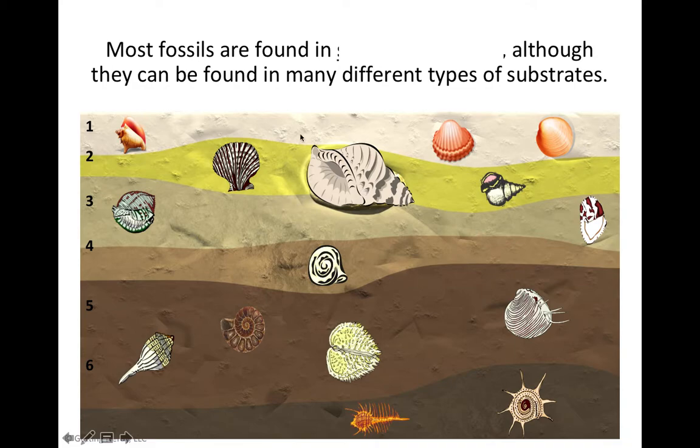The next part says most fossils are found in sedimentary rock, although they can be found in different types of substrates. We talked about the rock cycle in class, and the different types of rocks: sedimentary, metamorphic, igneous. We discussed why sedimentary is the best platform for fossils to be preserved, because it's not too hot, the pressure's not too intense, it's not super new, and the layers can slowly build up over time.